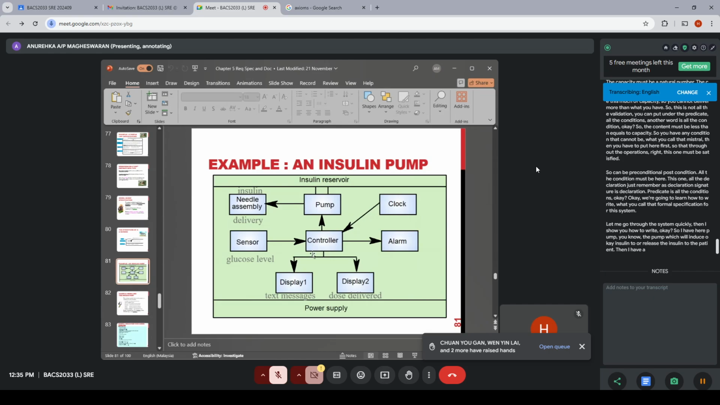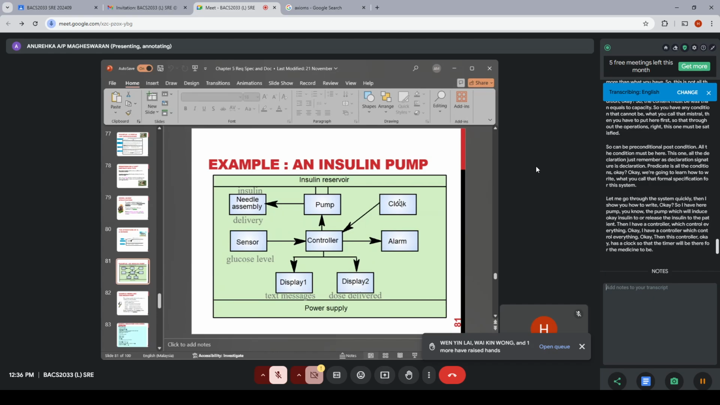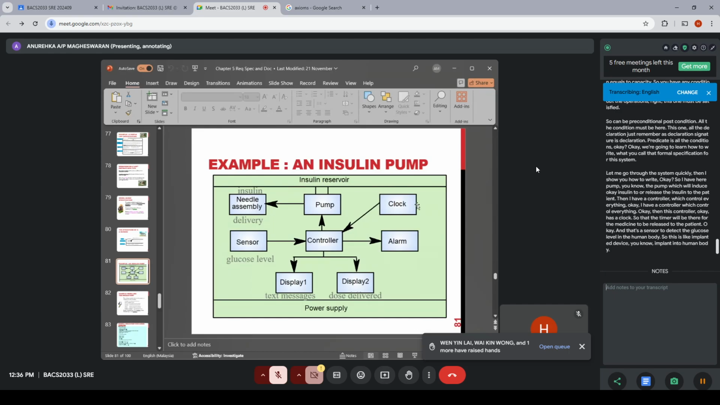Then I have a controller which controls everything. This controller has a clock, so that there is a timer for the medicine to be released to the patient. And there's a sensor to detect the glucose level in the human body. This is like an implanted device, implanted into the human body to monitor the glucose level in the blood, and when the glucose level is too low or too high, the pump releases insulin. This is for diabetic patients.